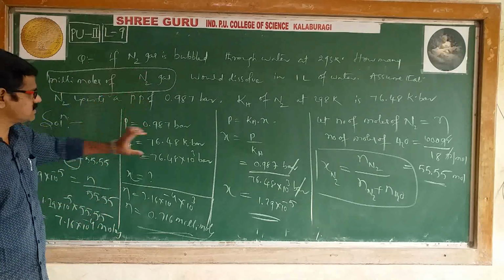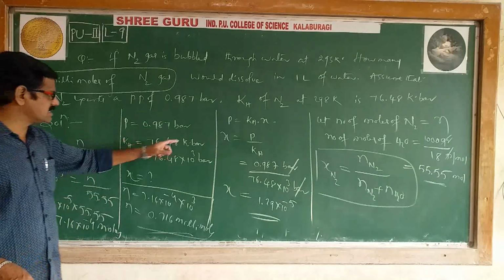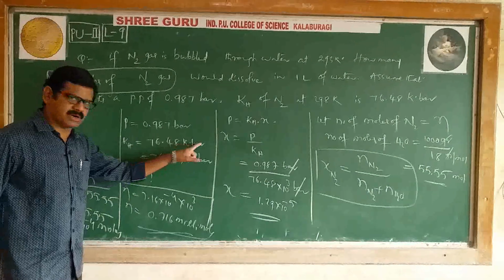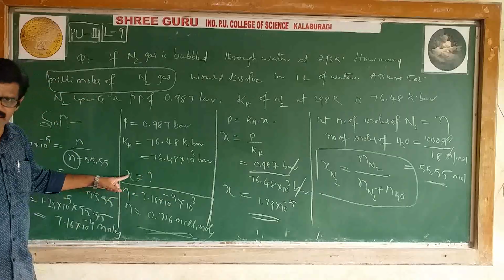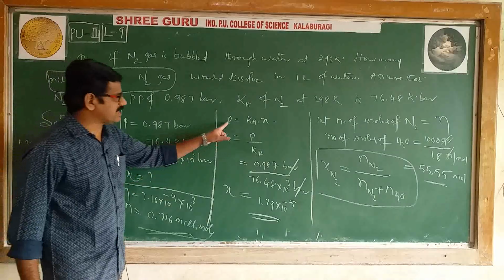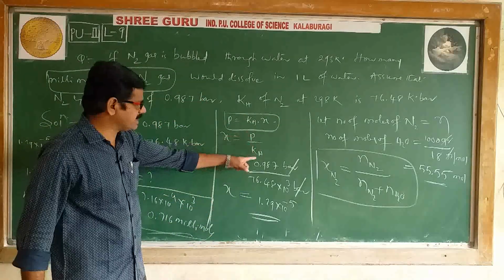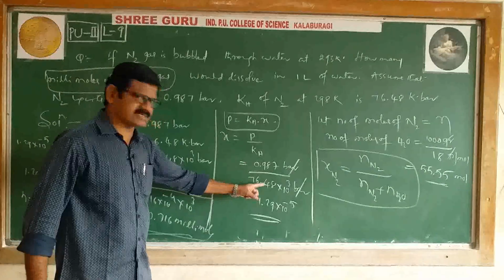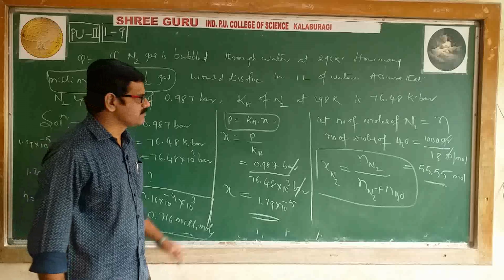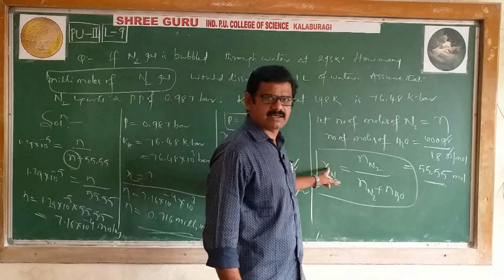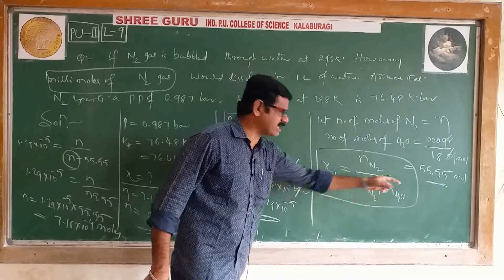This is the question and its solution. Once again, pressure is given. Henry's constant is also given, but in kilobar. You convert it into bar by multiplying with 1000. First we calculate the mole fraction, using the formula mole fraction equals P by KH. P is available, KH is available, so the mole fraction is obtained. Next, the mole fraction formula: mole fraction of nitrogen equals number of moles of nitrogen by total moles.